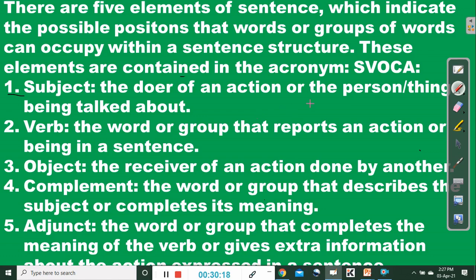And sometimes the adjunct provides answers to the WH questions: when, where, why, how. All these WH questions have the answer provided by the adjunct, with the exception of what. It is a noun or the subject that provides the answer to the question what or who. But when it comes to when, where, why, how, these questions are answered by the adjunct that gives us extra information about the action reported in a sentence. So these are the 5 elements of the sentence.